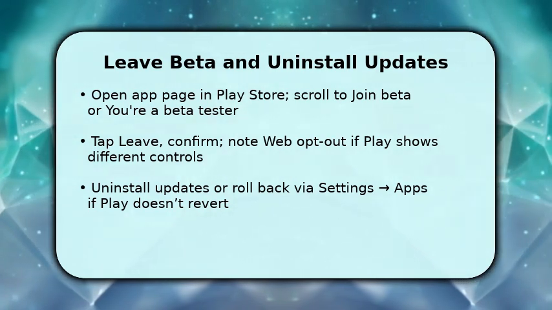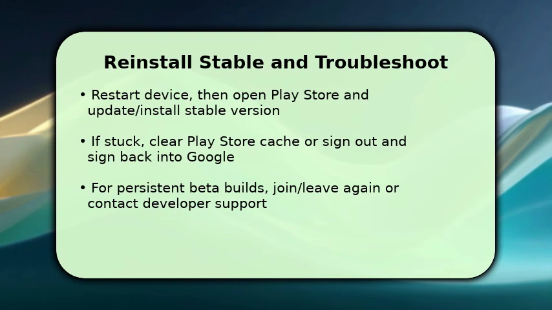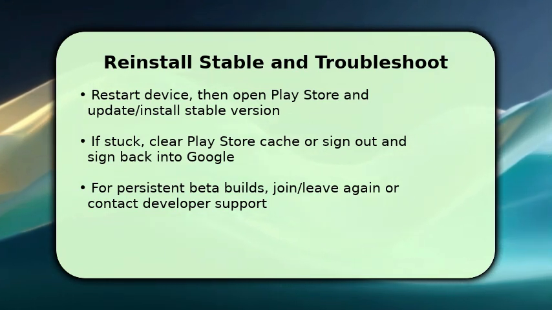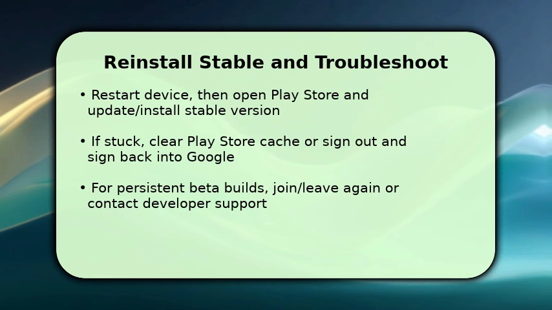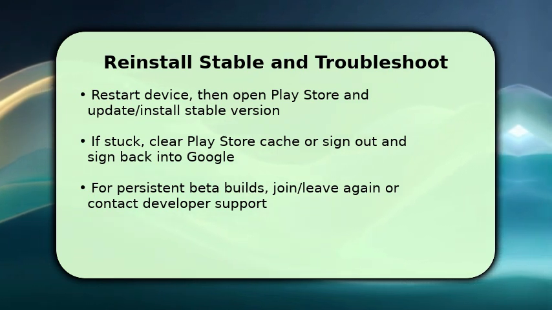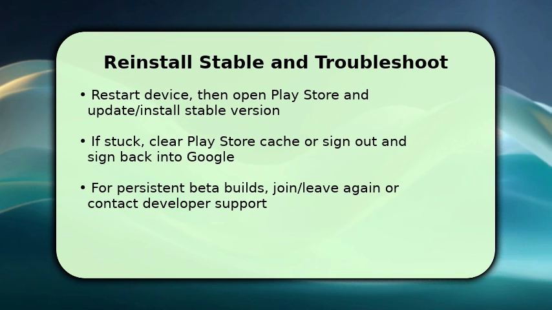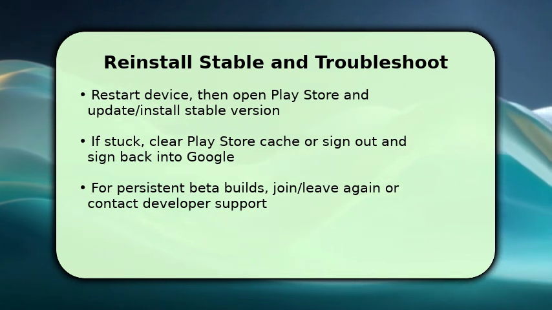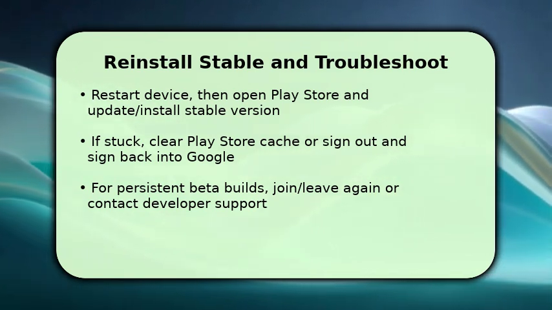You finish by restarting your device and then installing or updating the app from Play Store so the stable release replaces any beta build. If the beta version persists, clear Play Store cache and data. Make sure to sign out and sign back into the Google account tied to the beta.